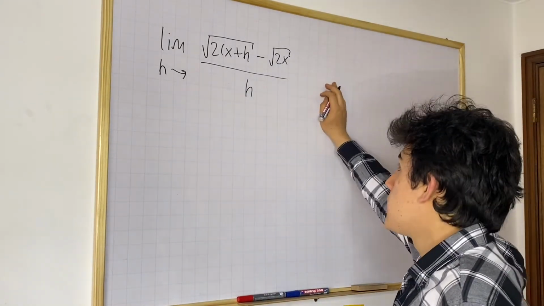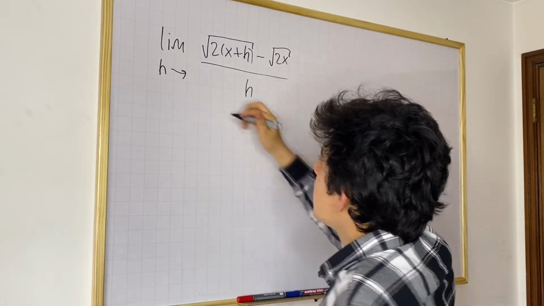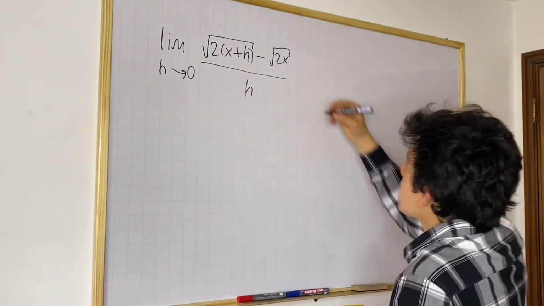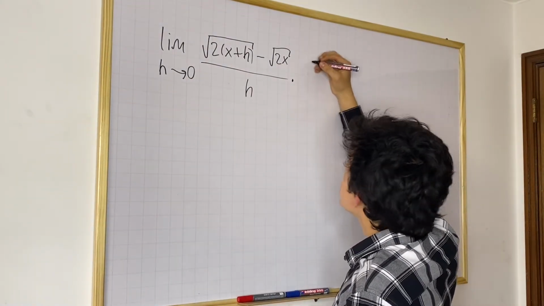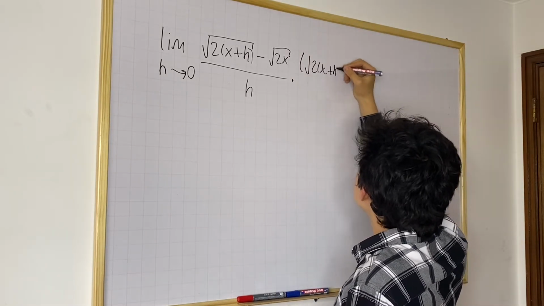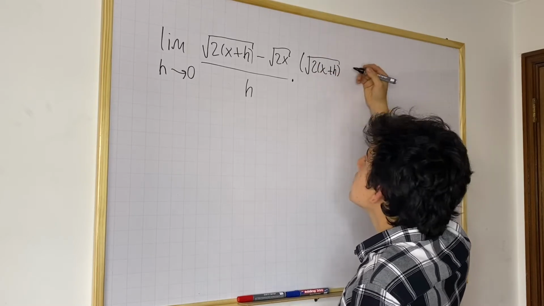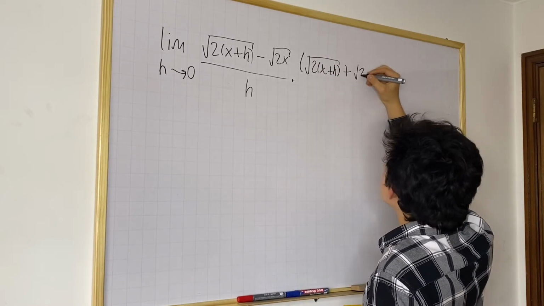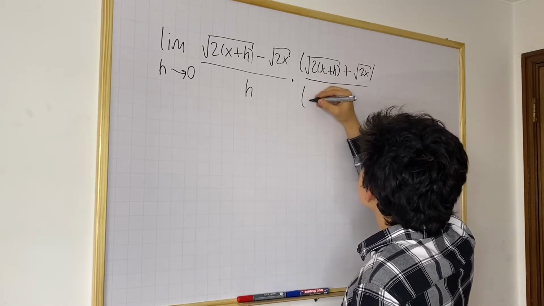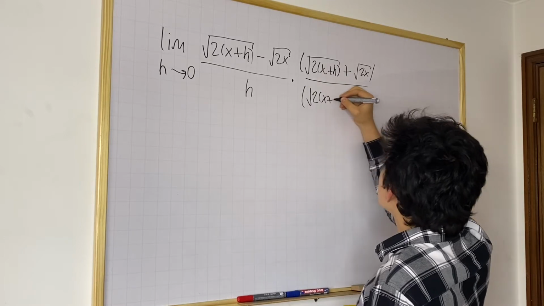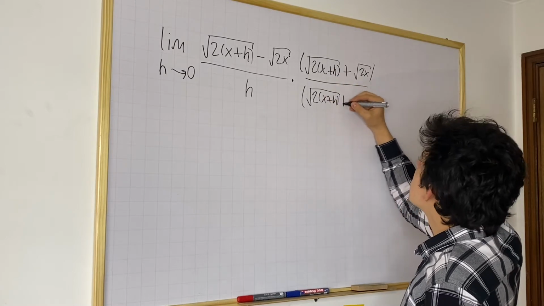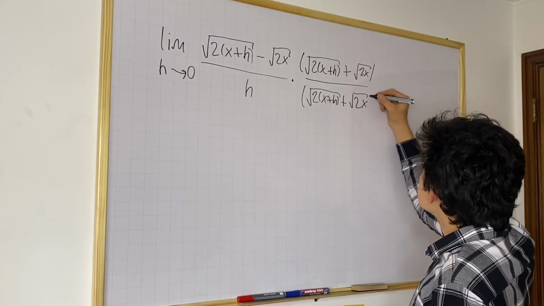So now, once again, parentheses. And this is 0. Why didn't I write? Yeah, h approaches 0. So we rationalize the numerator. We're going to have multiplication by the conjugate. We have square root of 2 times x plus h, plus, switch the sign, square root of 2x over the same thing, square root of 2x. Cool.